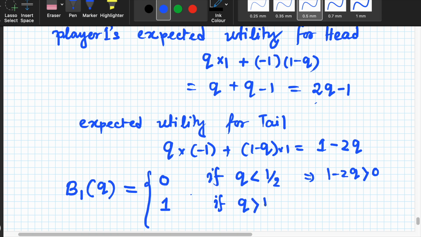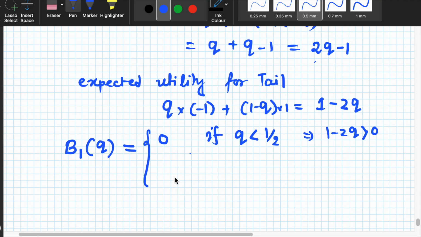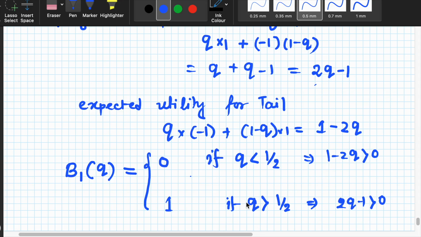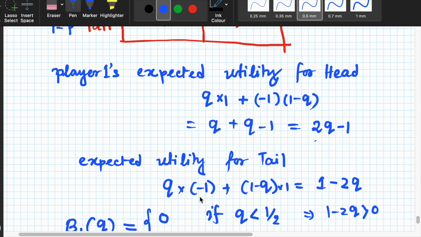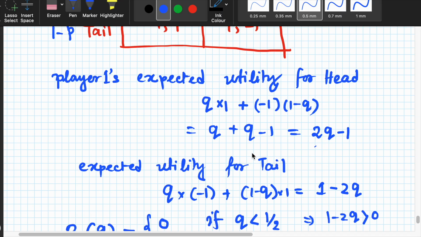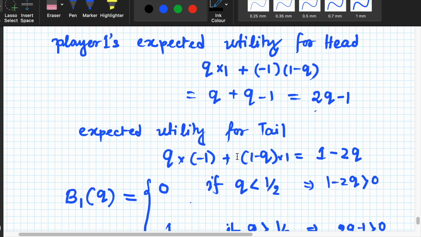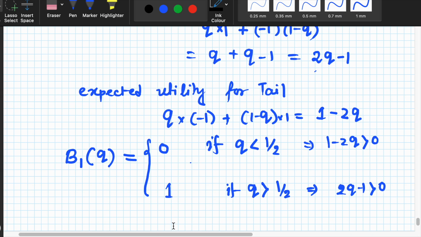Similarly, for q greater than half, let me rephrase it in this way. If q is greater than half, this means 2q minus 1 is greater than 0, that means 1 minus 2q is less than 0. So in this situation, if q is greater than half, then player 1's best response should be playing head, because by playing head it will get a positive utility, whereas by playing tail it will get a negative utility. So for q greater than half, the best response will be playing head.